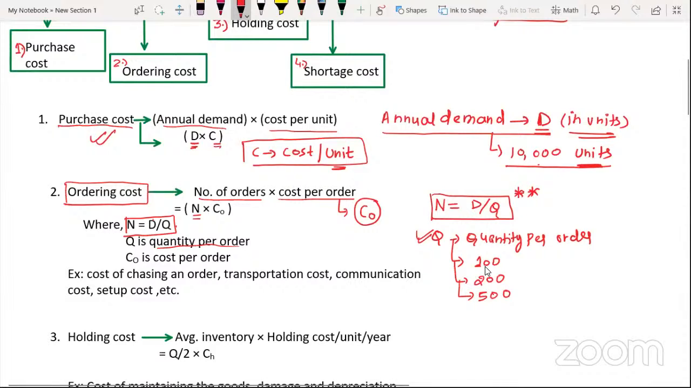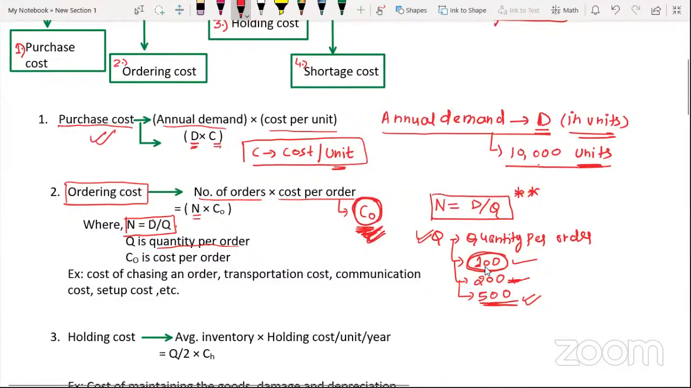Suppose you are ordering 100 units per order, then C naught is the cost of these 100 units. If you are going to order 200 units per order, then C naught will be the cost of these 200 units. If you order 500 units, then C naught is the cost of these 500 units. So basically, C naught does not depend on the number of units.